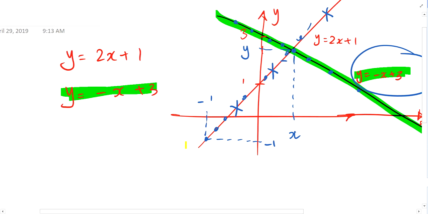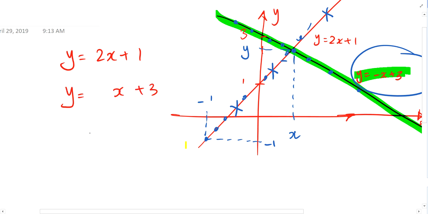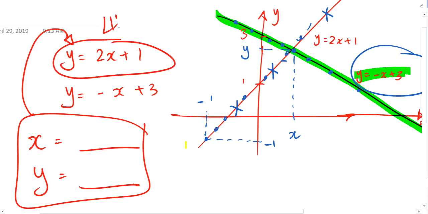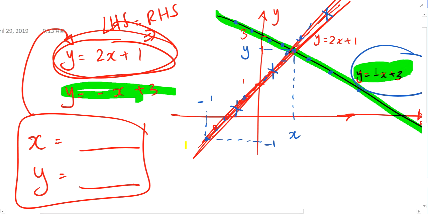Now, when I ask you to solve these two equations simultaneously, I am looking for a particular value of x and a particular value of y, such that this pair of results x and y, when I sub inside the first equation, left hand side equals right hand side. This means that x and y will satisfy the equation. Am I right? Now, every single point on this line will satisfy. But there is only one point that will satisfy this equation and the other line at the same time. That's why we call it simultaneous.